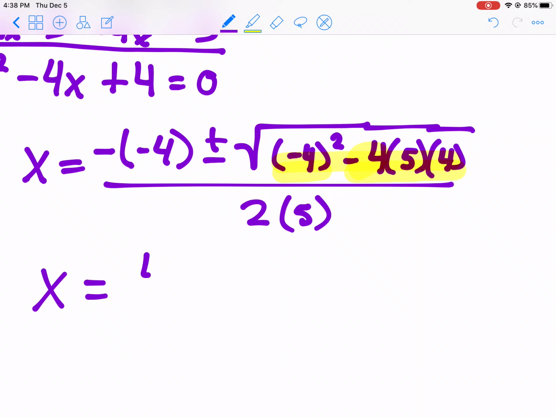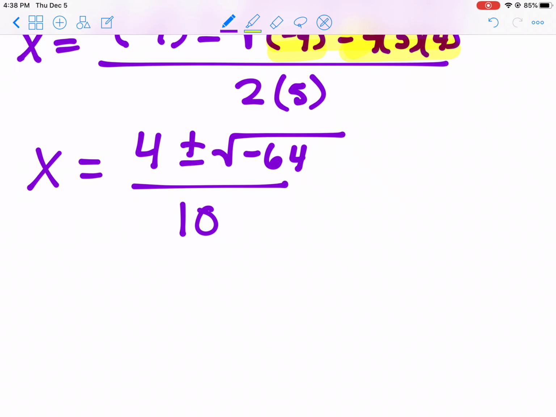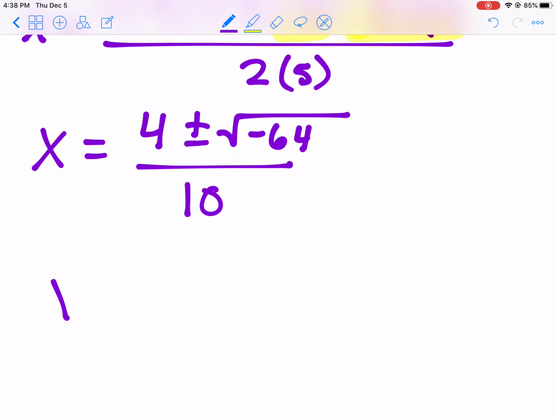So I'm going to simplify this as I go. -4, that's +4. Plus or minus the square root of, we said -64 was what we got there. And then 2 times 5, that's 10. So my new denominator is 10. The square root of 64 is 8. The square root of -64 then is 8i.